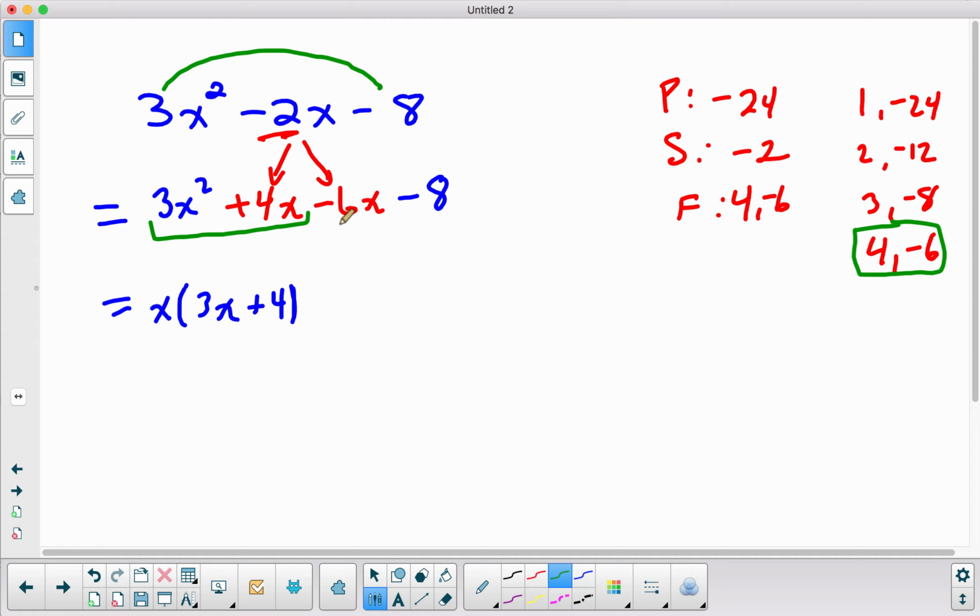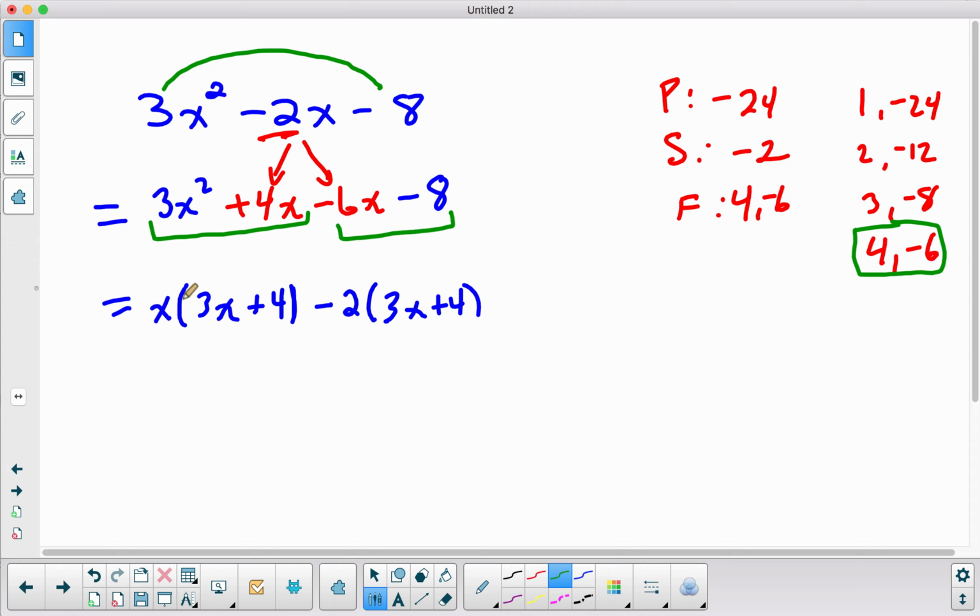Next, look at the last two terms and factor those. Negative 6x and negative 8. Well, negative 2 is a common factor because both terms are divisible by negative 2. So pull out negative 2 as a common factor. Just as a note, if your first term is negative, then your common factor should also be negative. All right, negative 6x divided by negative 2 is 3x, and negative 8 divided by negative 2 is 4.